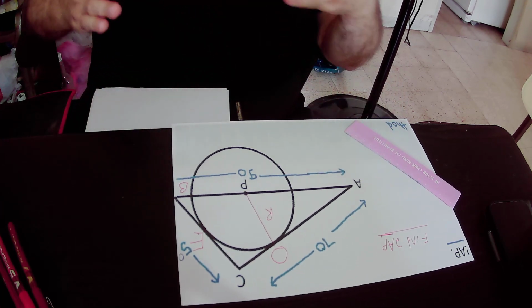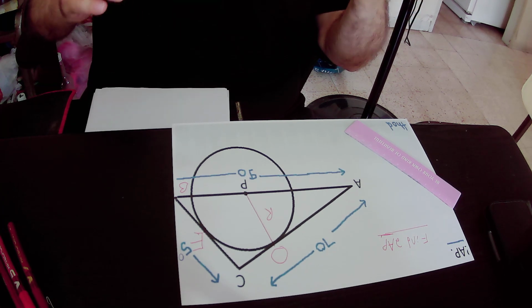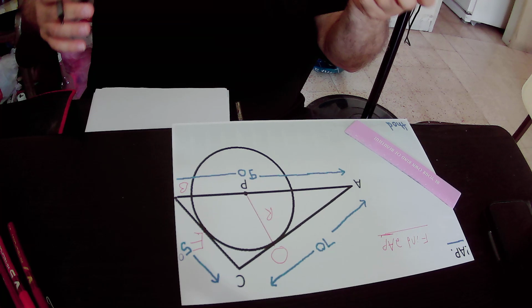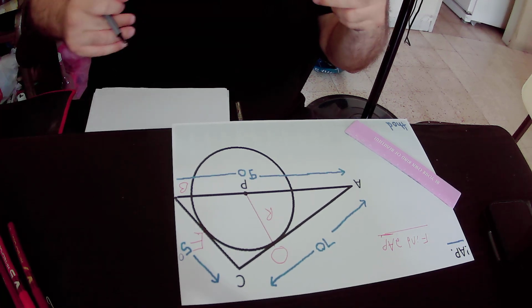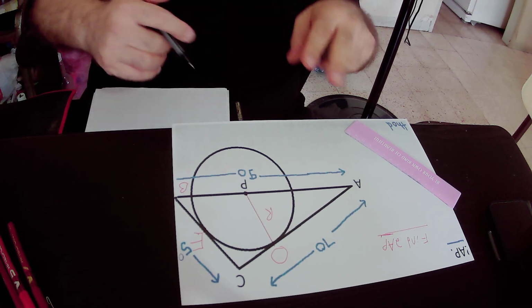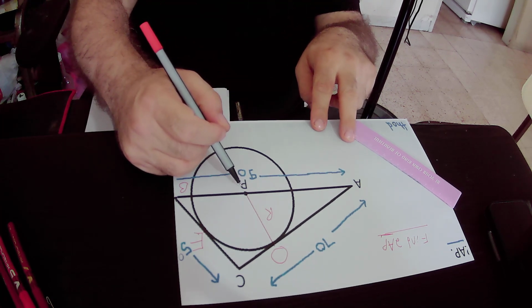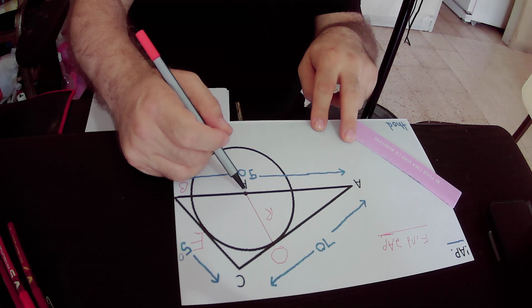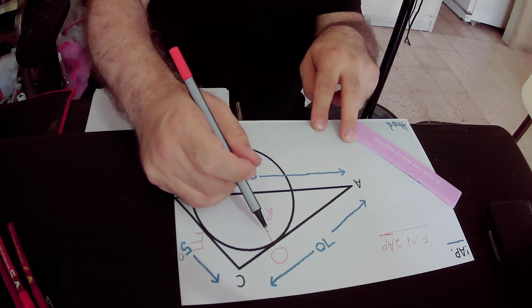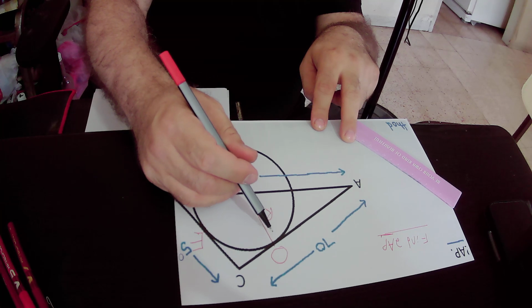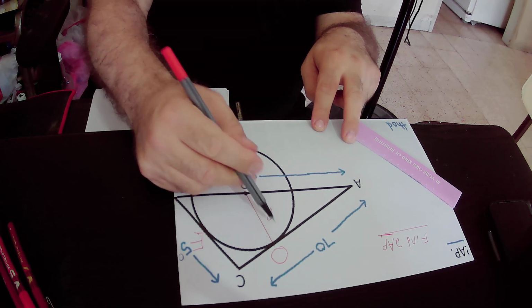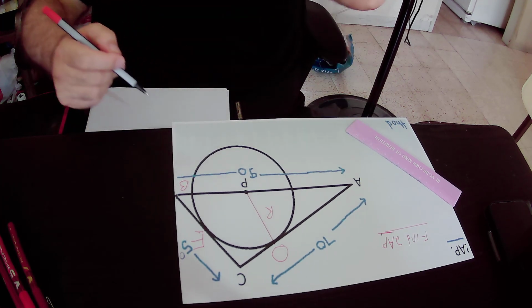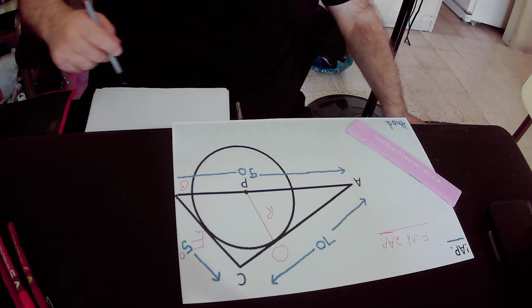Because this is the definition of the radius of any circle: when you have a straight line that starts from the center of the circle, that is to say from point P, and ends at any point on the circle, then it is considered a radius of the circle. So PO is the radius of the circle.